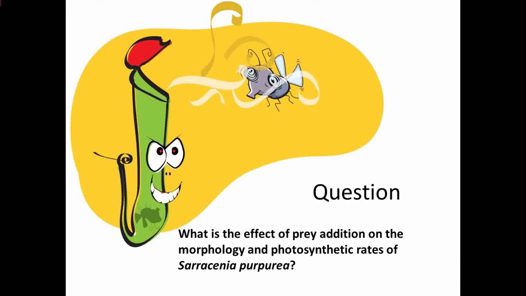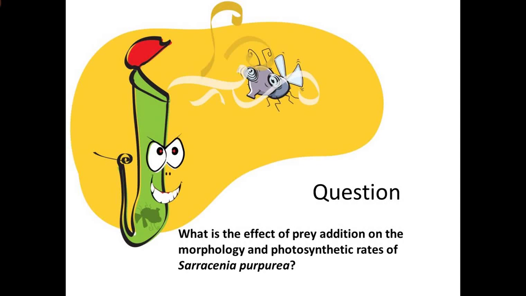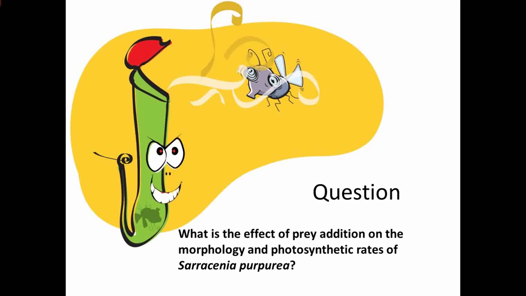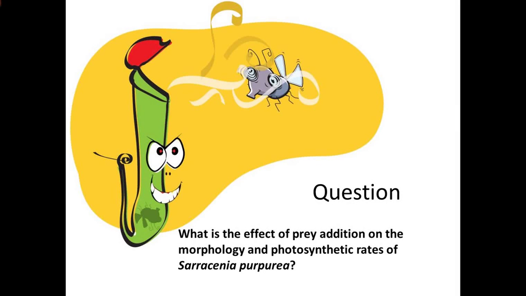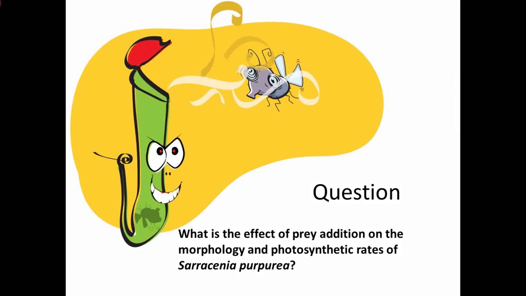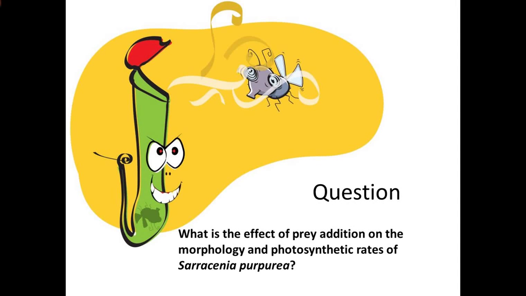So the researchers decided to investigate what is the effect of prey addition on the morphology and photosynthetic rates of Sarracenia purpurea. So what are the physiological consequences of prey addition, of capturing organisms? Basically, how does this captured prey influence plant-level characteristics?